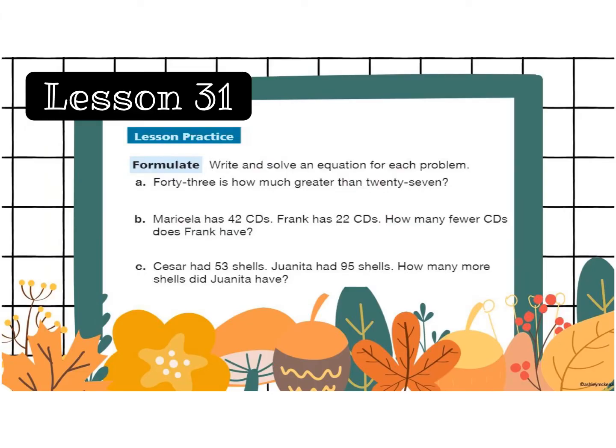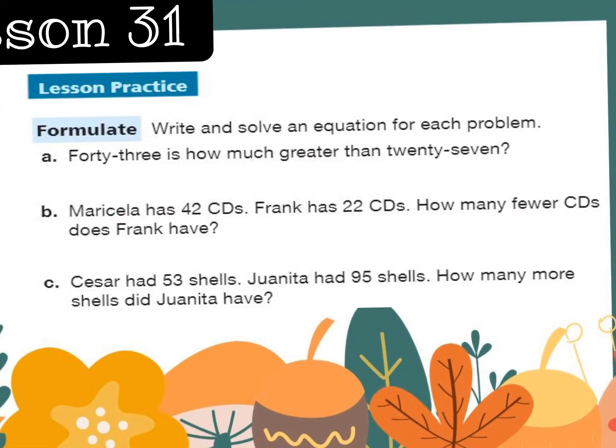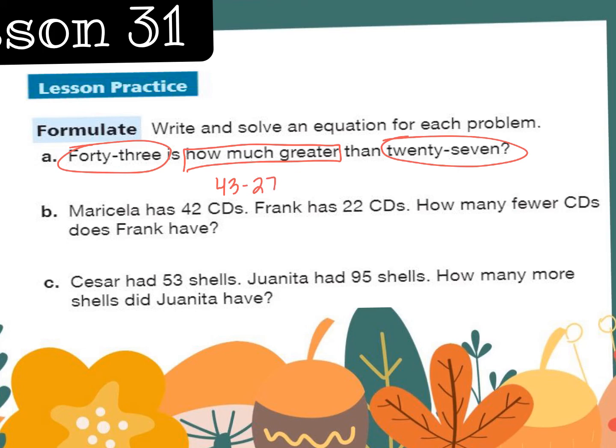Last one, and then we'll start our practice for the day. It says write and solve an equation for each problem. 43 is how much greater than 27? What would that look like? 43 and 27. So would I do it like this? 43 minus 27 equals, I'm just going to put an X because I don't know what that equals. Does that look right to everybody?